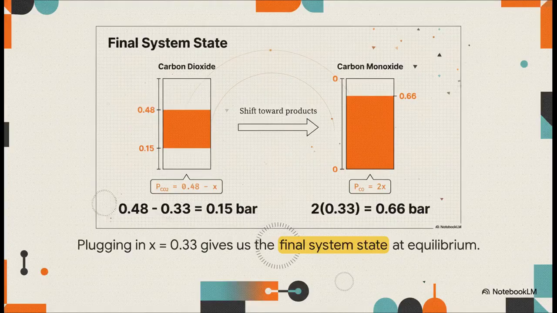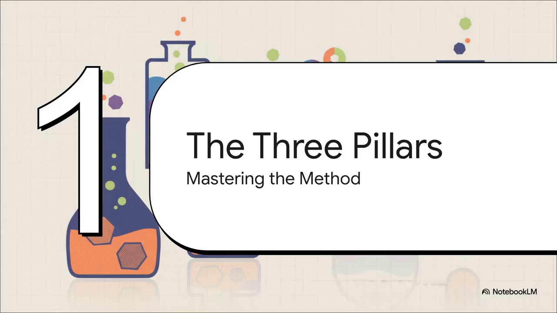All right, we've got our x. Now for the fun part, plugging it back in to get our final answers. The final pressure of CO2 is what we started with, 0.48 minus our x, 0.33, which gives us 0.15 bar. And the final pressure of CO is 2 times x, so 2 times 0.33, which is 0.66 bar. And there you have it. That's the state of our system at equilibrium. We solved it.